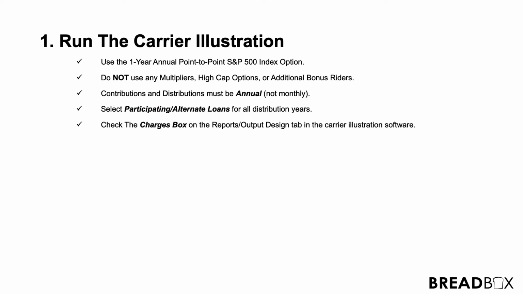Okay, so now that we've talked about how to design the distributions in the carrier illustration that you will send us, and now we've also talked about how to check the charges box so that we can see all of the standard policy charges in the illustration you're going to send us. The last thing I wanted to mention here is that the annual distributions that you're going to run in these carrier illustrations must not exceed basis in any given year. In other words, the distributions we want to see are for income, not one large lump sum distribution that you might find in, say, a premium financing design.